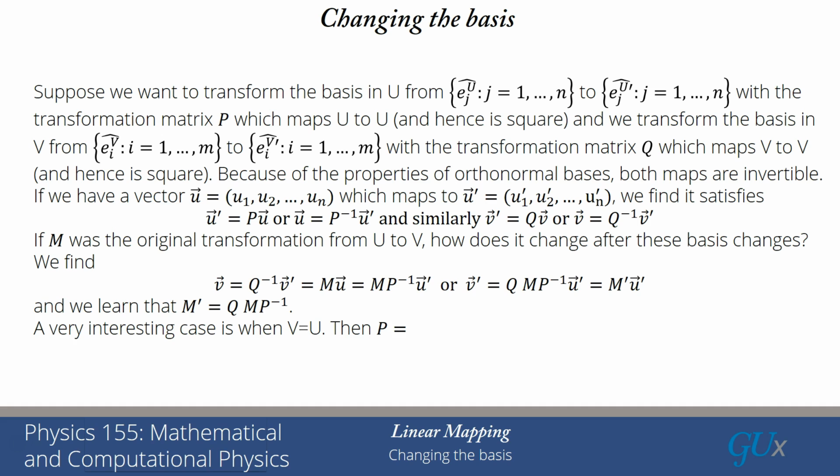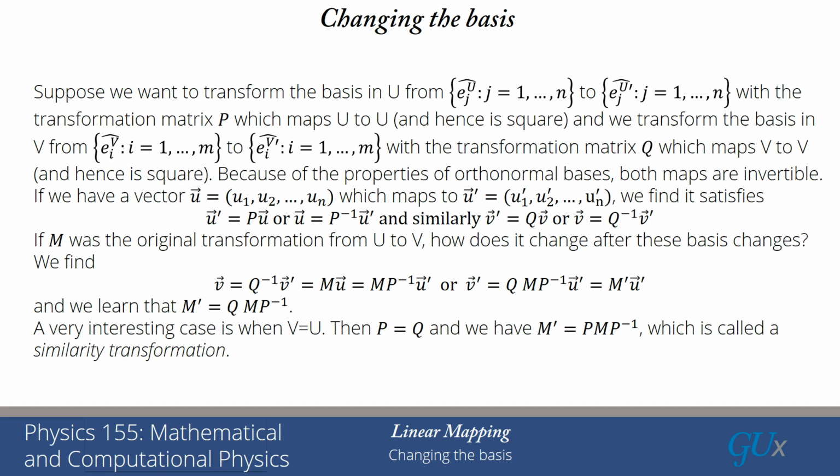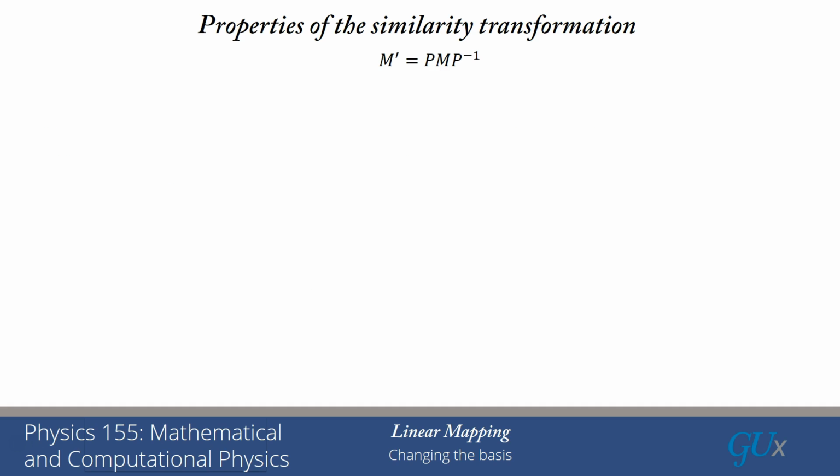All right, a very interesting case occurs when the vector spaces are identical, V is equal to U. Then P is going to equal Q, and we'll have M prime equals P M P inverse. And whenever you have that particular case where the matrix is the same on both sides with a P and a P inverse, that is called a similarity transformation. In this case, we would say M is similar to M prime. That's the way that we would state that we have a similarity transformation between the two matrices.